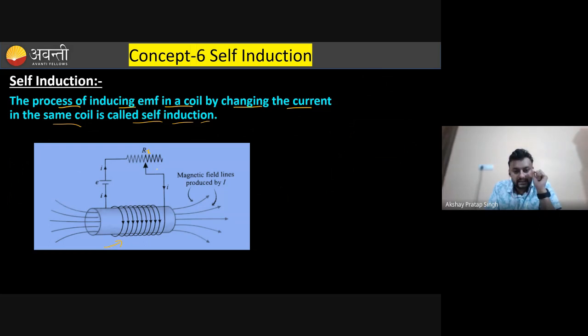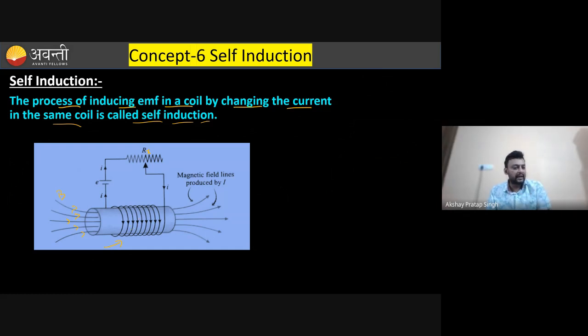Now, by sliding this position, you can change the current in the circuit. And by changing the current in the circuit, the field will also change. Can you see this is the magnetic field? This is the magnetic field.